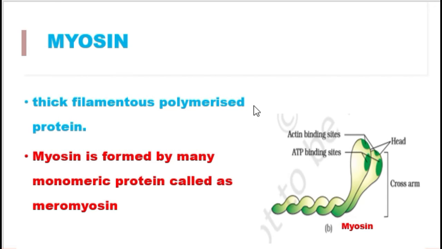Then we will see about the structure of myosin. Myosin is a thick filamentous polymerized protein. Myosin is formed by many monomeric proteins called meromyosin. So each single protein in this polymerized protein of myosin we call a monomeric protein called meromyosin. Many meromyosins are forming myosin.